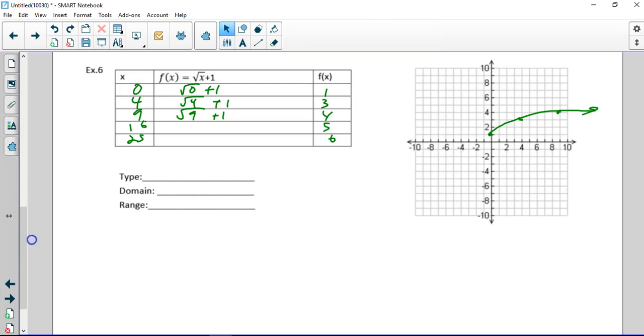Remember, the other day when we started with this basic one, our parent function was like this. Now it's just a little bit higher. It's moved up one space. So, what is this? This is a square root function.